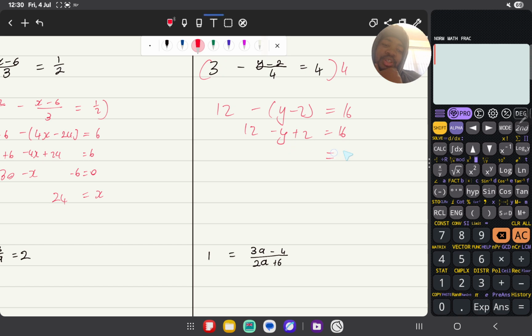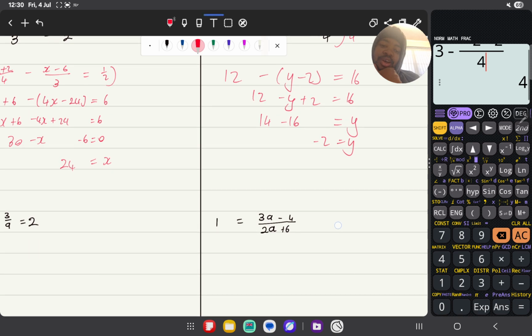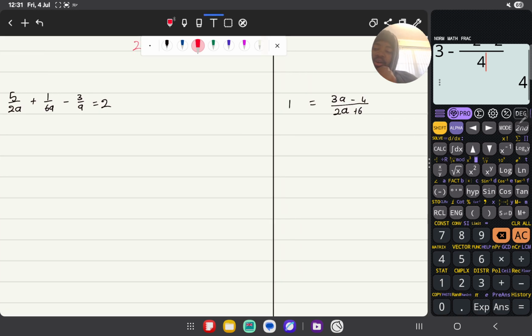Then I'm transposing the y side to be positive, and then I have these 2 together, that is 14 minus 16, and then y is equal to minus 2. We go prove it. We say 3 minus, so you have minus 2 divided by 4. The answer is 4, just like we have it there, right?